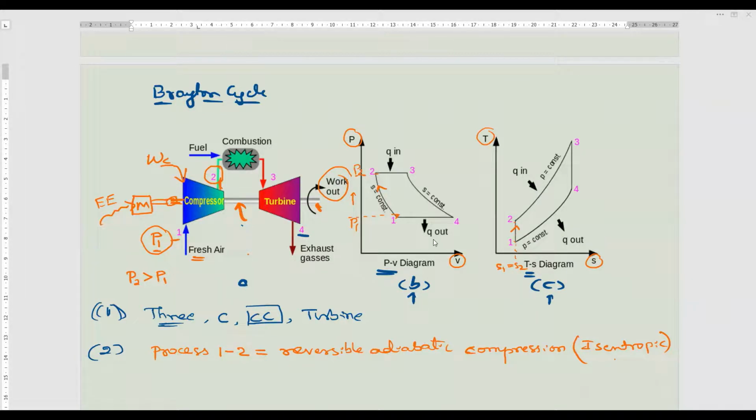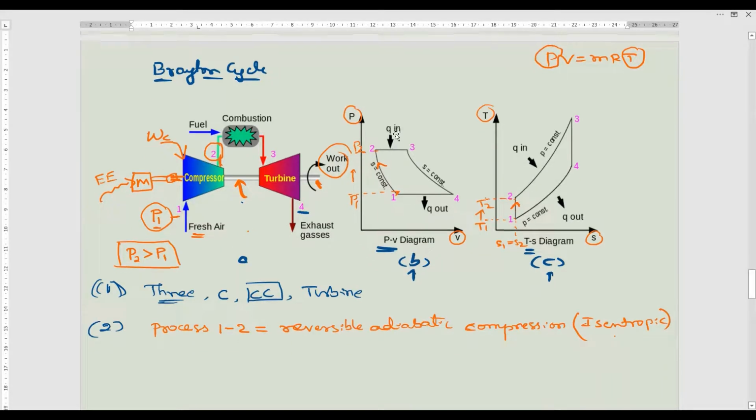Next, the second process. Keep in mind, my dear students, P2 is greater than P1. We know that PV is equal to mRT, the ideal gas equation. As the pressure increases, there is a slight increase in temperature also, according to the ideal gas equation. That is the reason T1 is less and T2 is more. So there is a slight increase in temperature during the 1 to 2 process, shown by the upward arrow.